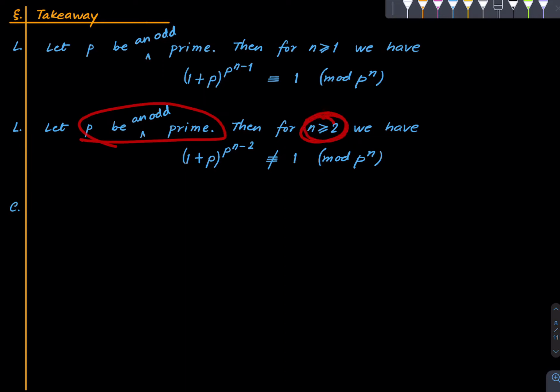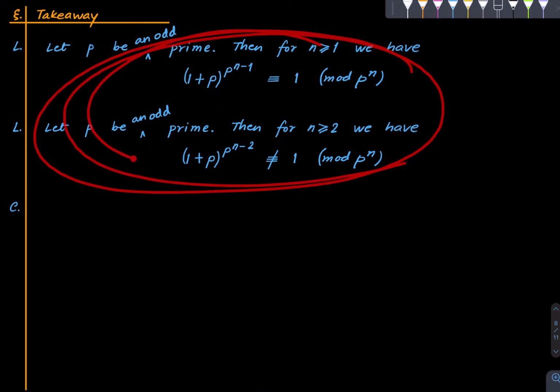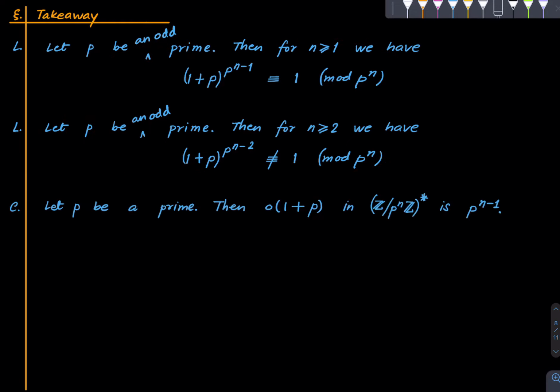And again, for an odd prime, just to be safe, let p be an odd prime. Then for any integer n greater than or equal to 2, we have this thing is not congruent to 1 in particular. This is congruent to 1 plus p to the n minus 1 modulo p to the n, but this is not congruent to 1. So combining these two together implies, or in fact is equivalent to saying, that if p is an odd prime, then the order of this element in this group is that. Because if you raise it to that power, you get congruent to 1. But if you raise it to any power smaller than this, then you will not get 1.